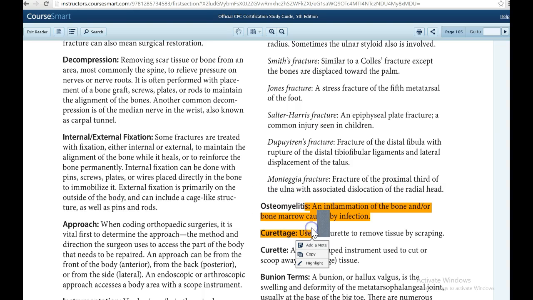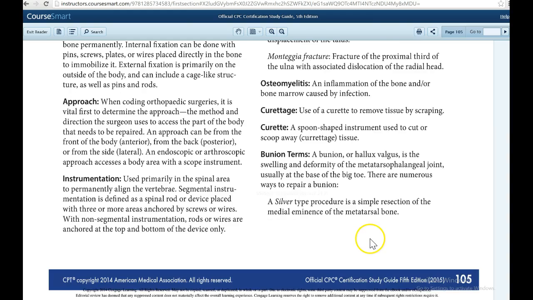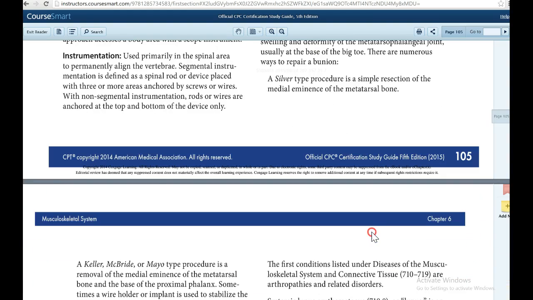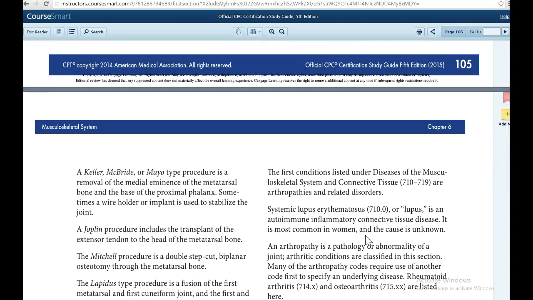Here we go, medical terminology. What cartilage is. What is a curette? Bunion terms. Make sure you know these, y'all. Write them down if you can't remember them.